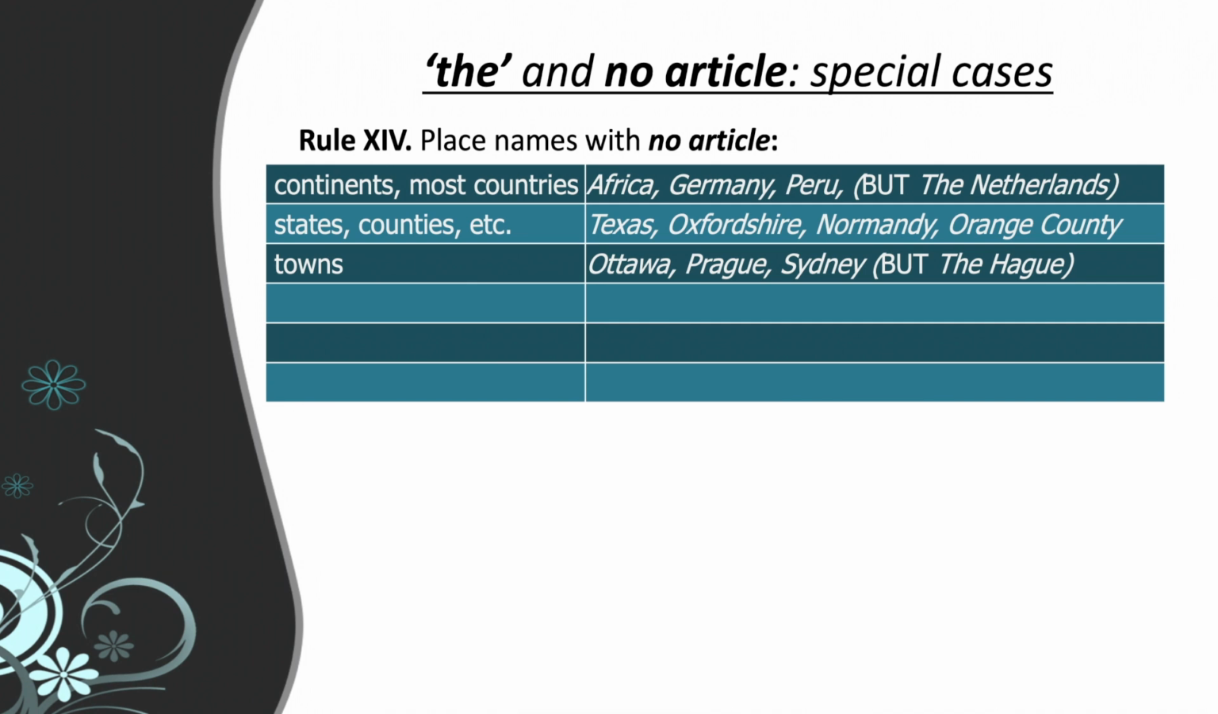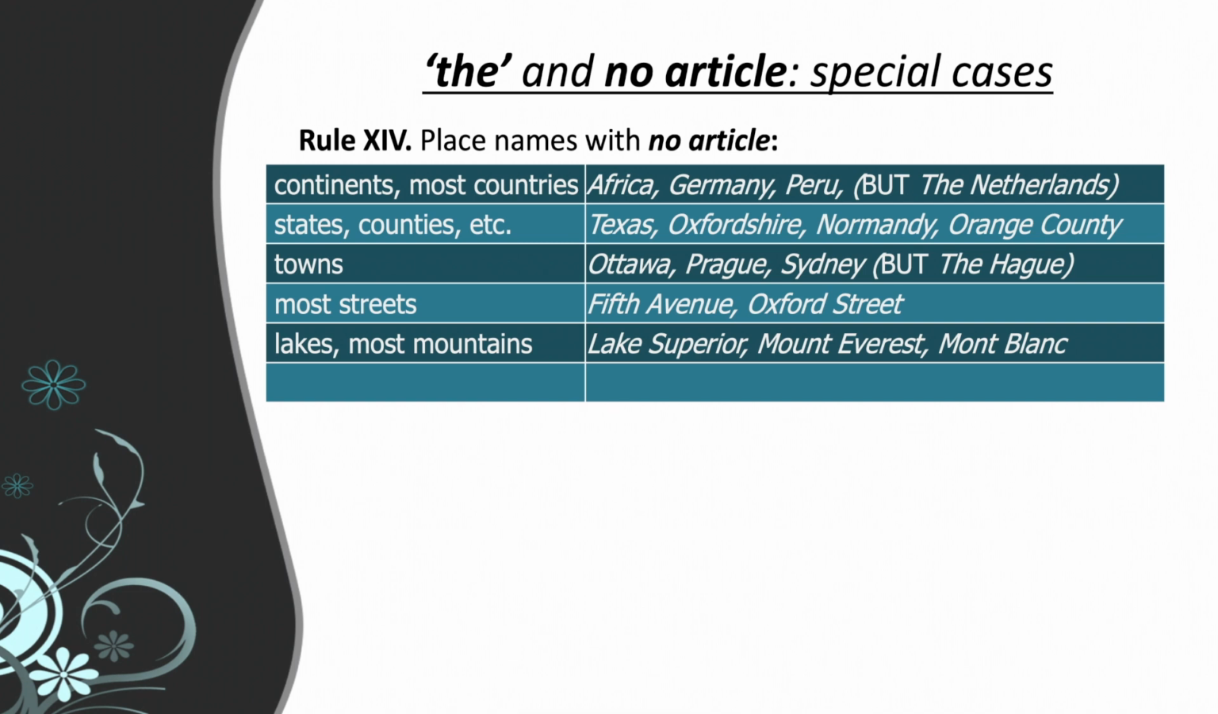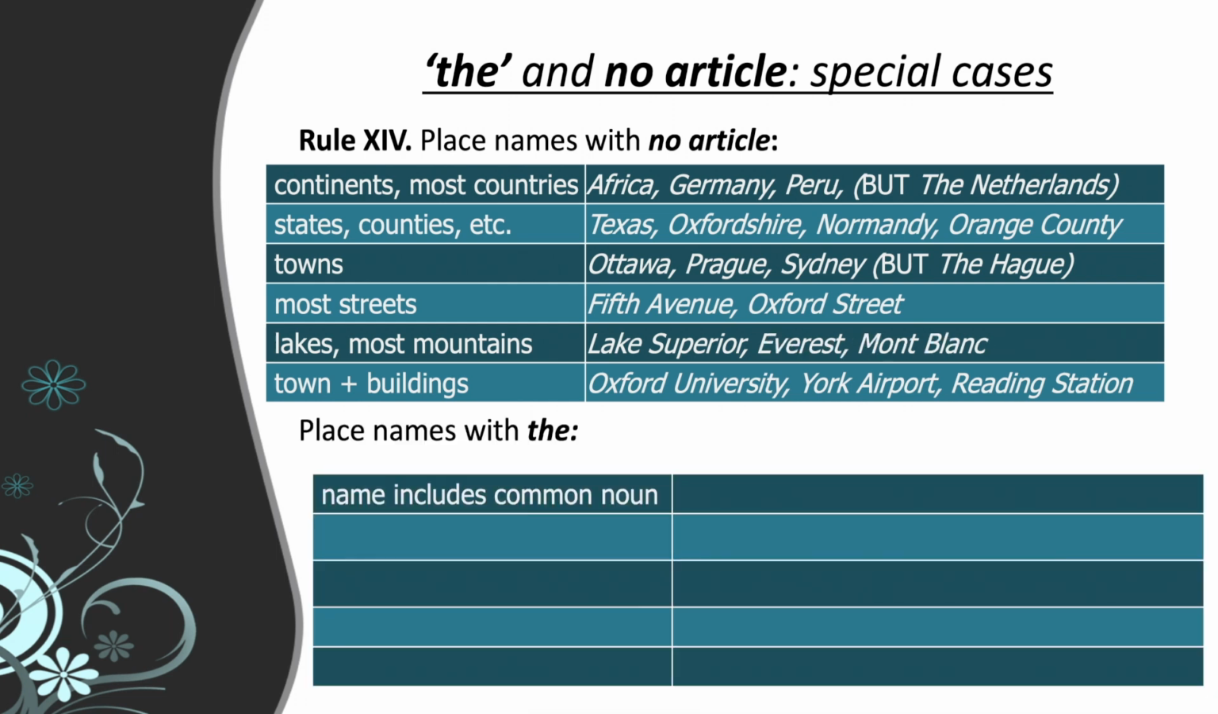Let's continue. Most streets don't use articles. For example, Fifth Avenue and Oxford Street. Lakes and most mountains don't use articles, like Lake Superior, Mount Everest, and Mont Blanc. Buildings with the name of a town in them don't use articles. For example, Oxford University, York Airport, and Reading Station. Now, some places do need a "the." If the name of a place includes a common noun, such as United or Republic, we use "the." So, countries like the Czech Republic or the United States use a "the" in front.